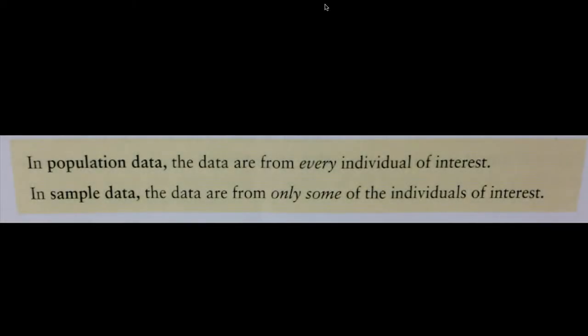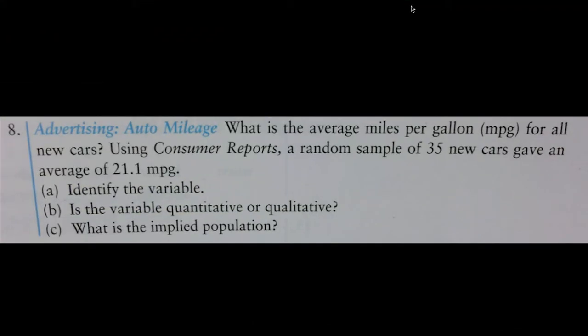Now let's talk about population and sample, just so that we make sure we understand every aspect of it. In population data, the data are from every individual of interest within the population. That would be all of the individuals in a population. Sample data is the data that are from only some of the individuals of interest. It's actually a sampling of the actual true population that we're referring to. Okay, so now let's go back to the question and let's answer those questions.